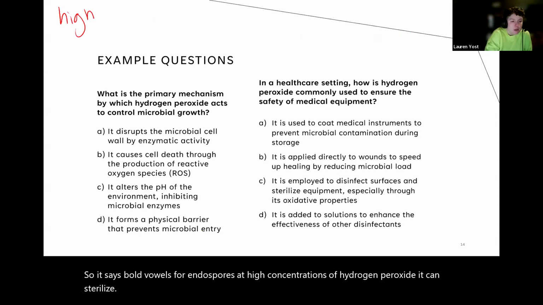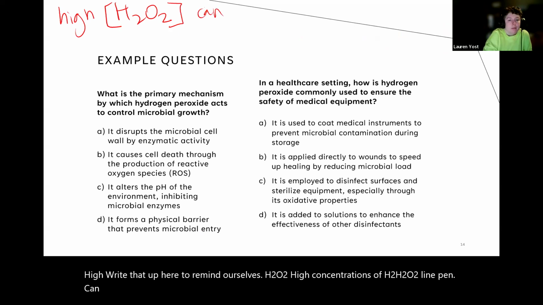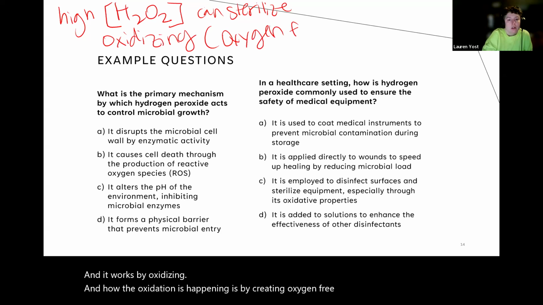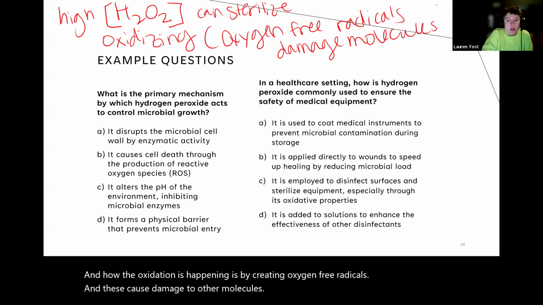High. We'll write that up here to remind ourselves. H2O2, high concentrations of H2O2 can sterilize. And it works by oxidizing. And how the oxidation is happening is by creating oxygen free radicals. And these cause damage to other molecules. That's how it works. All right, so there's our little note that we wrote for the questions.